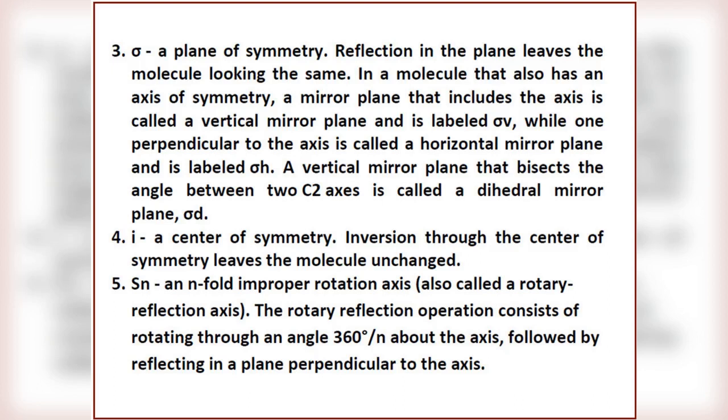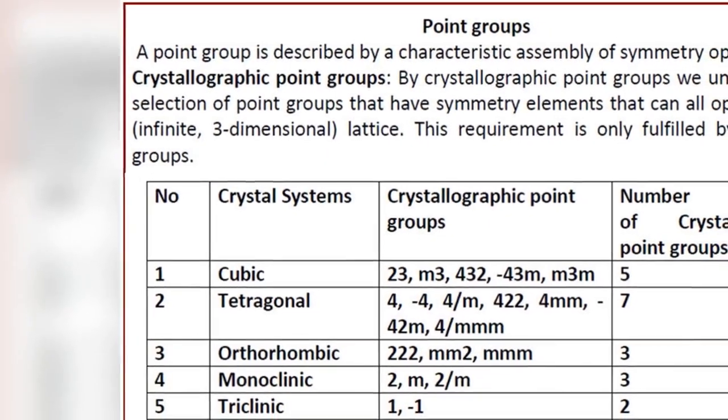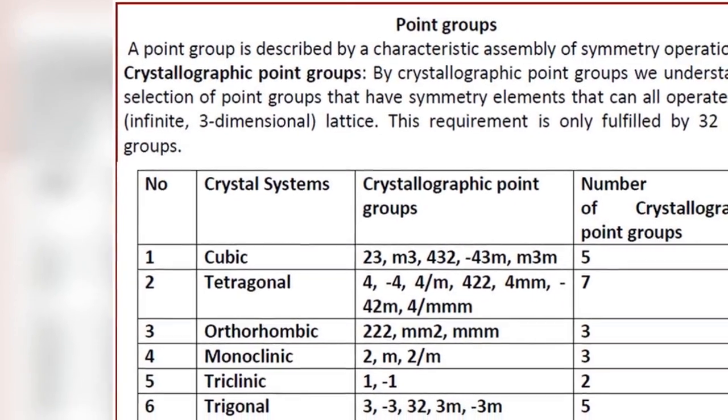The fifth one is Sn, the improper rotation axis. The rotary reflection operation consists of rotating through an angle of 360 degrees divided by n about the axis, followed by reflecting in a plane perpendicular to the axis. Therefore, rotation followed by reflection is the improper rotation axis. A point group is described by a characteristic assembly of symmetry operations.